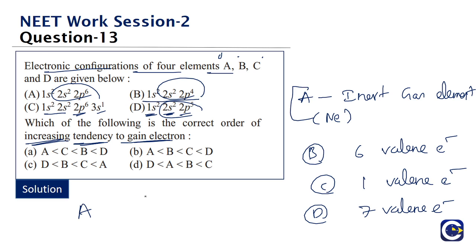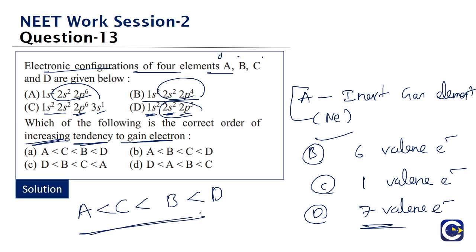And the highest tendency to gain, because look at it, D is having 7 valence electrons, it just has to gain one more electron. Then before that it will be the B, because B is having 6 valence electrons, it has to gain 2 more. And before that will be of course our C. So what is the tendency order? A will have the least because it is the inert gas, it will have no tendency to gain any electrons. D will be highest because it is having 7 electrons. Before D it will be B because B is having 6 electrons, it will also have tendency to gain. And before B it will be of course C.